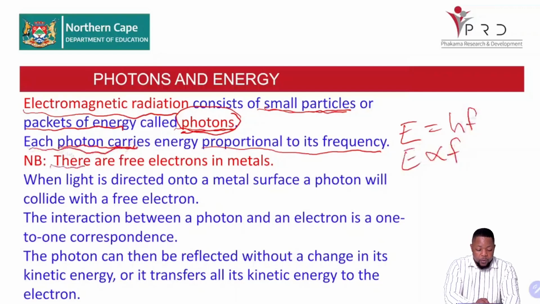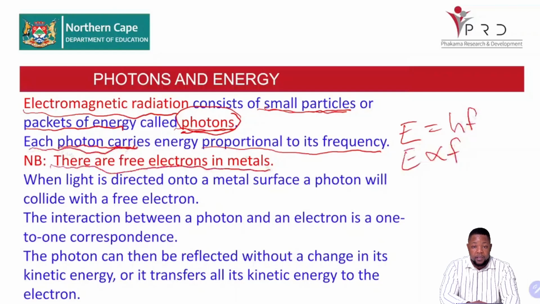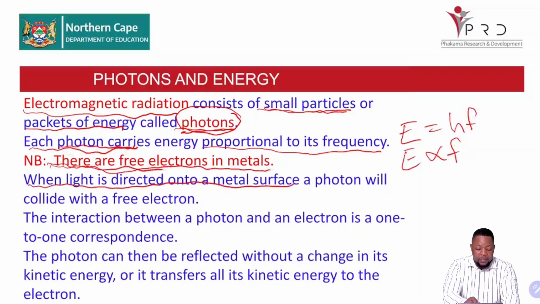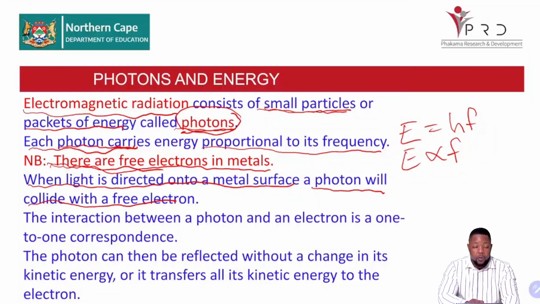Now, we studied in grade 10 that metals have free electrons. These free electrons are delocalized within the metal, meaning that they are not bound to their atoms. They are free to move. So all metals contain these free electrons. Now, when light is directed onto a metal surface, remember light carries photons, packets of energy. A photon will collide with one of these free electrons, and the electron will absorb all the energy that it receives from the photon of incident light. This interaction is only between a photon and an electron in a one-on-one event, meaning that one photon cannot interact with more than one electron.